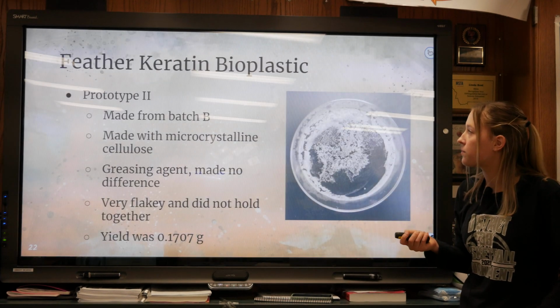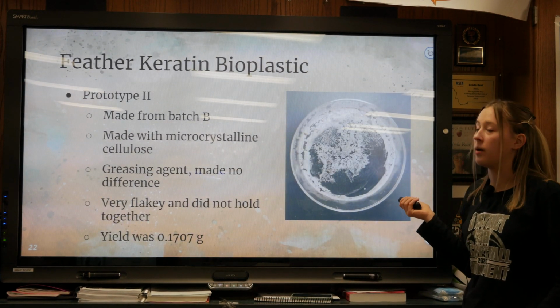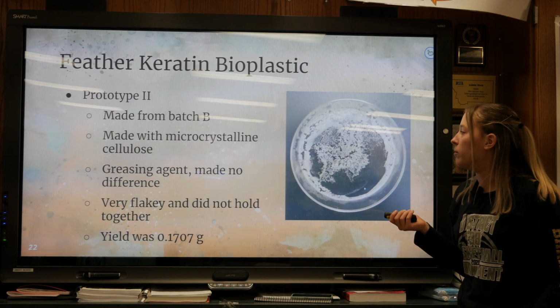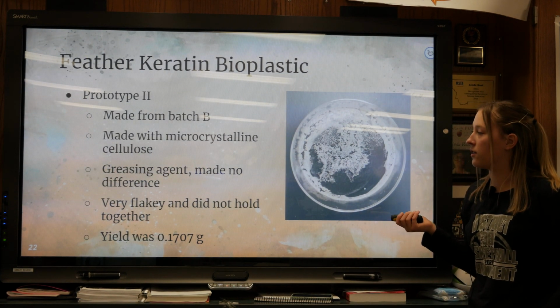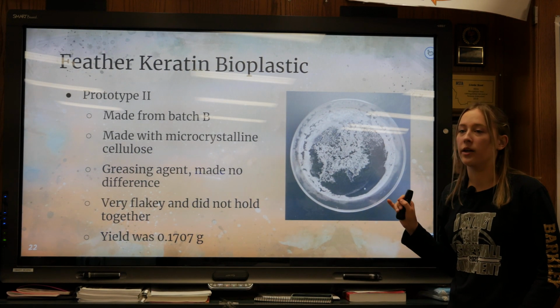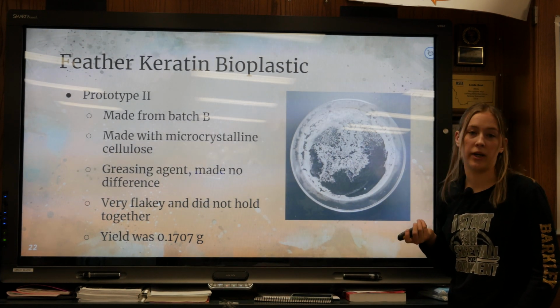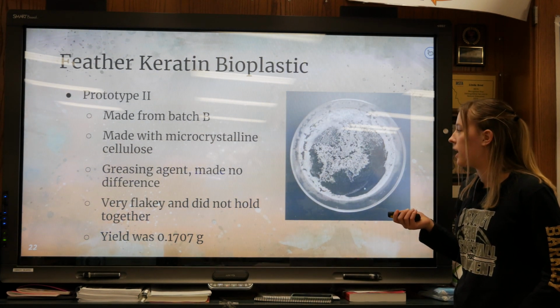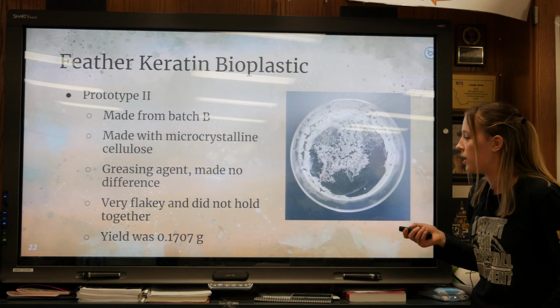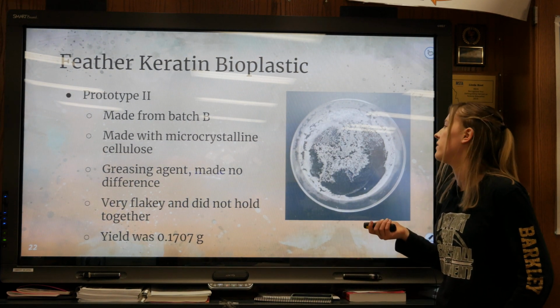0.0520 grams. Prototype 2 was also made from batch B, as I said. It was also made with microcrystalline cellulose. I used a greasing agent to try to get it off of the petri dish easier, and it made no difference. It was very flaky and did not hold together, as did the last one. The yield was 0.1707 grams.